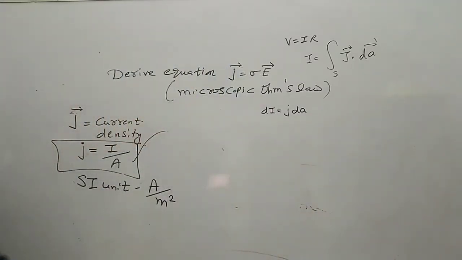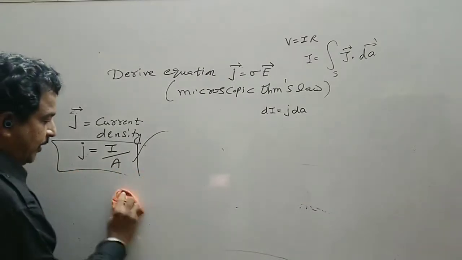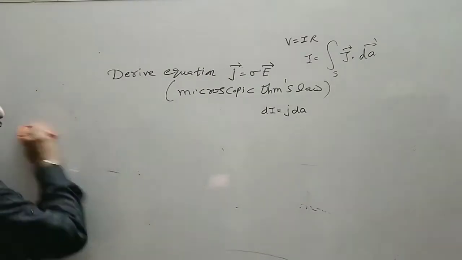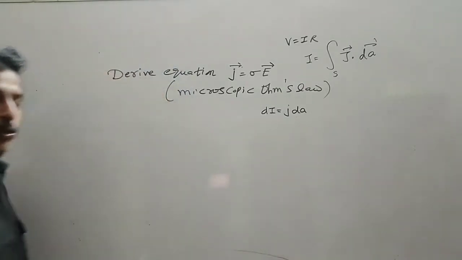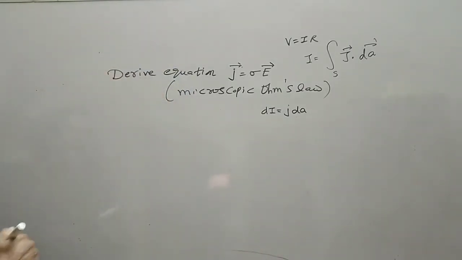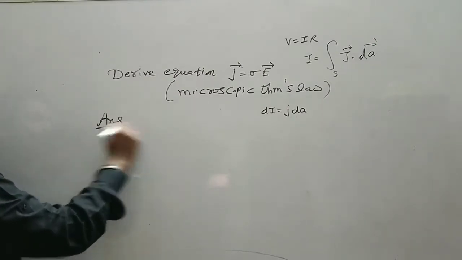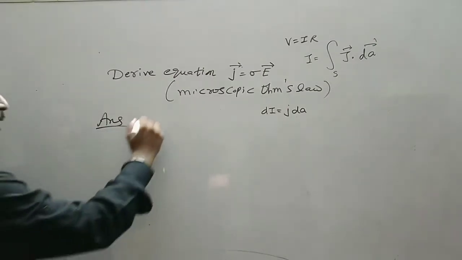ampere per meter square. You write down its dimensional formula. So current density is current per unit area. Now let us define this microscopic Ohm's law. So the derivation is very simple.